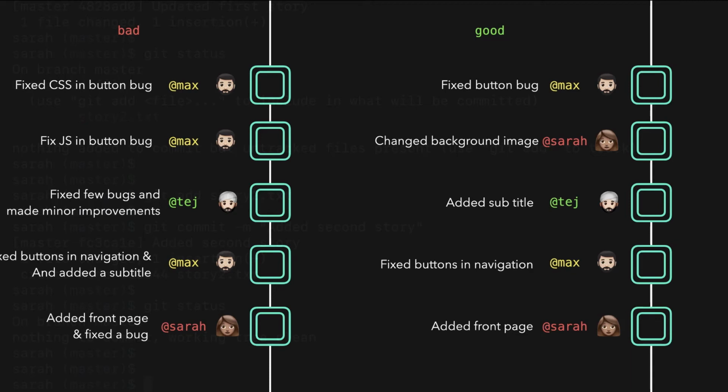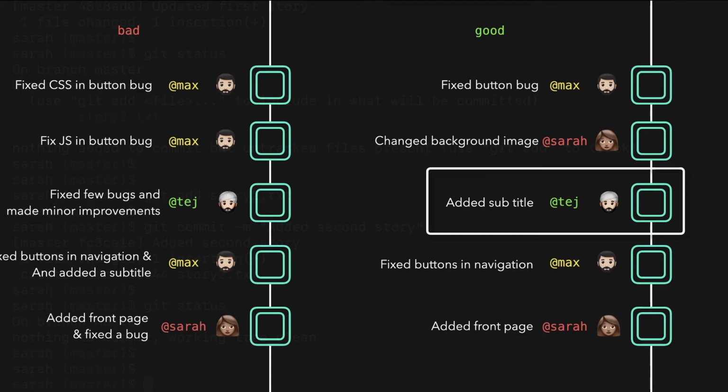Another advantage is that Git, being a version control system, allows you to go back in time and revert a particular commit. For instance, say we realized that the subtitle added by Tej resulted in a new bug on the website, and we can easily revert that commit alone and restore the state of the website. How to do that, we'll discuss in one of the upcoming lectures. But for now, just know that that is a possibility with Git.